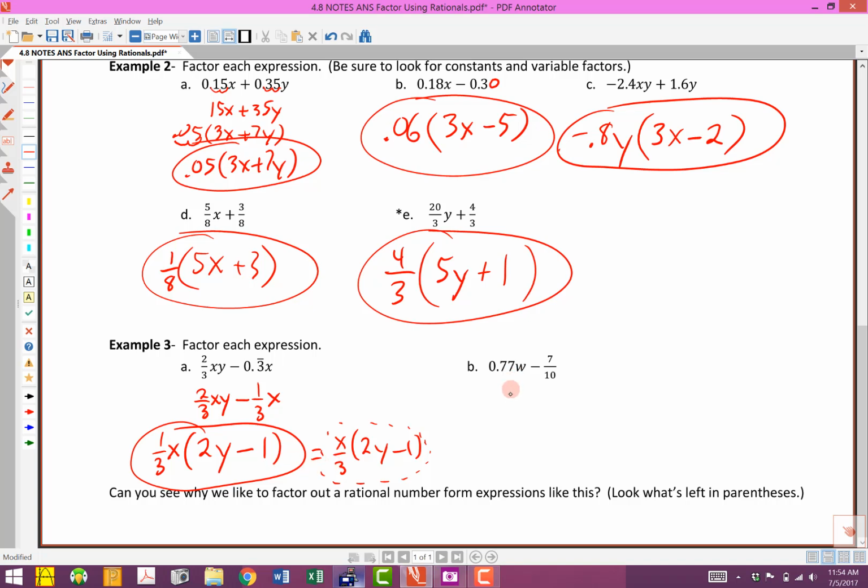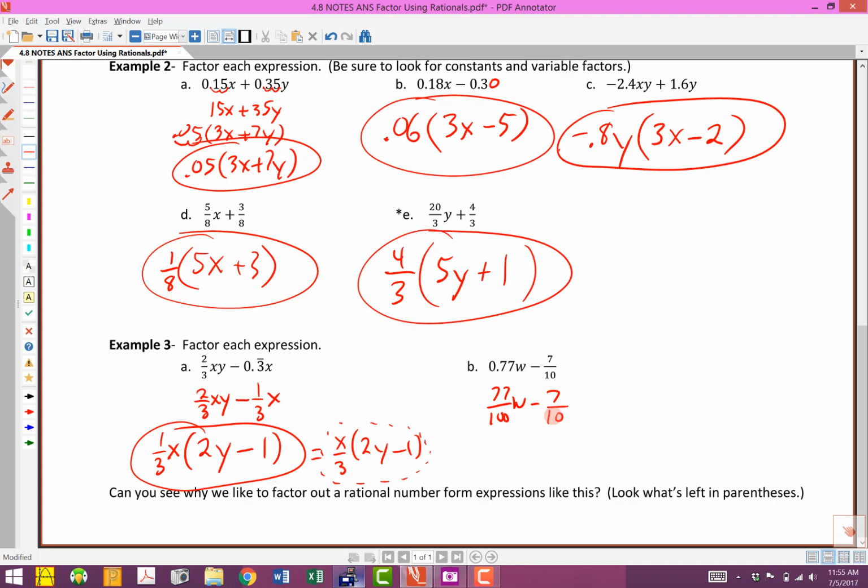And then let's take a look at this one right here. 0.77w minus 7/10. And we've got to find a common factor for that one. So 0.77. Now, this one's a little bit tricky. This isn't repeating, unlike that one. So this is going to be 77 hundredths. I'm going to think of this in terms of fractions. So 77 hundredths w minus 7/10.